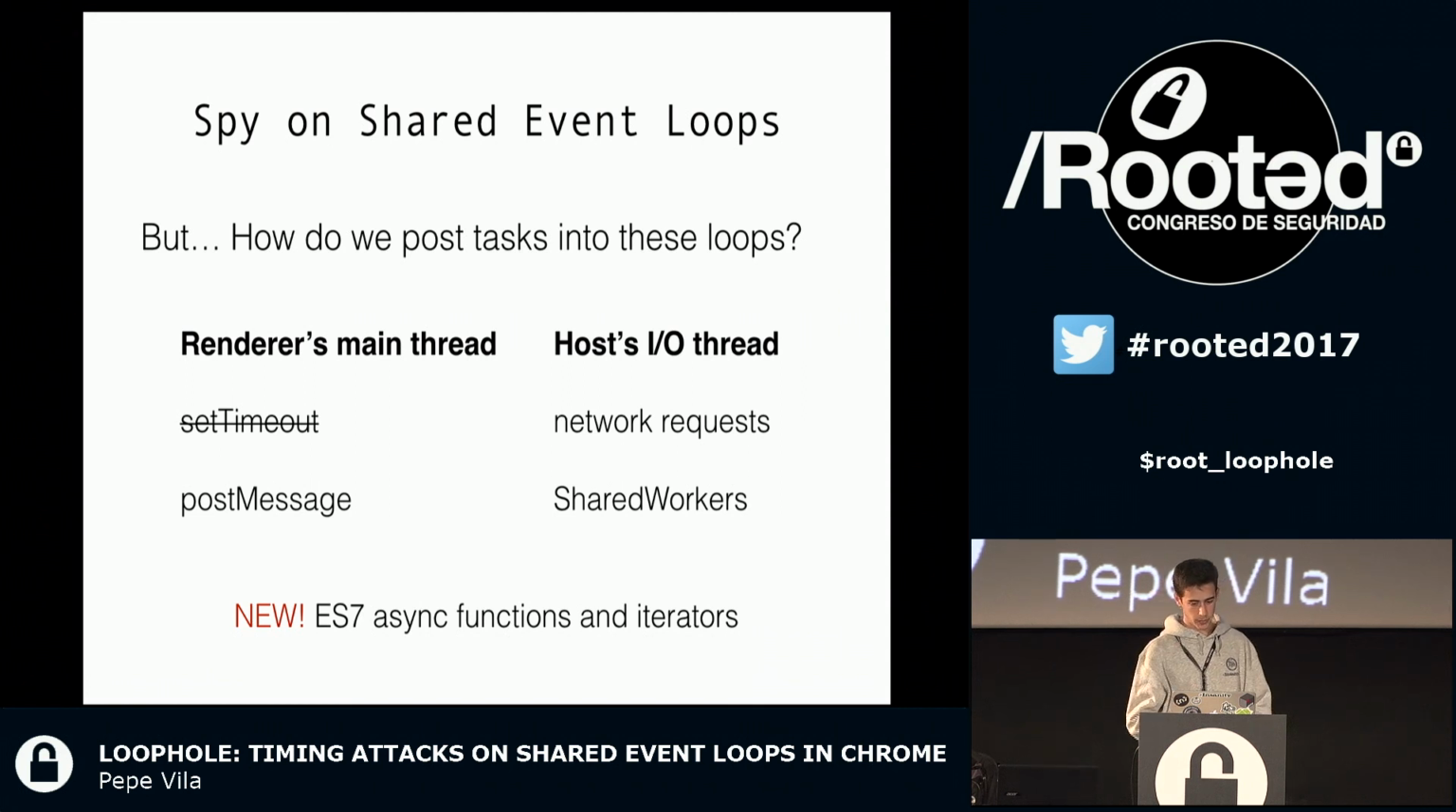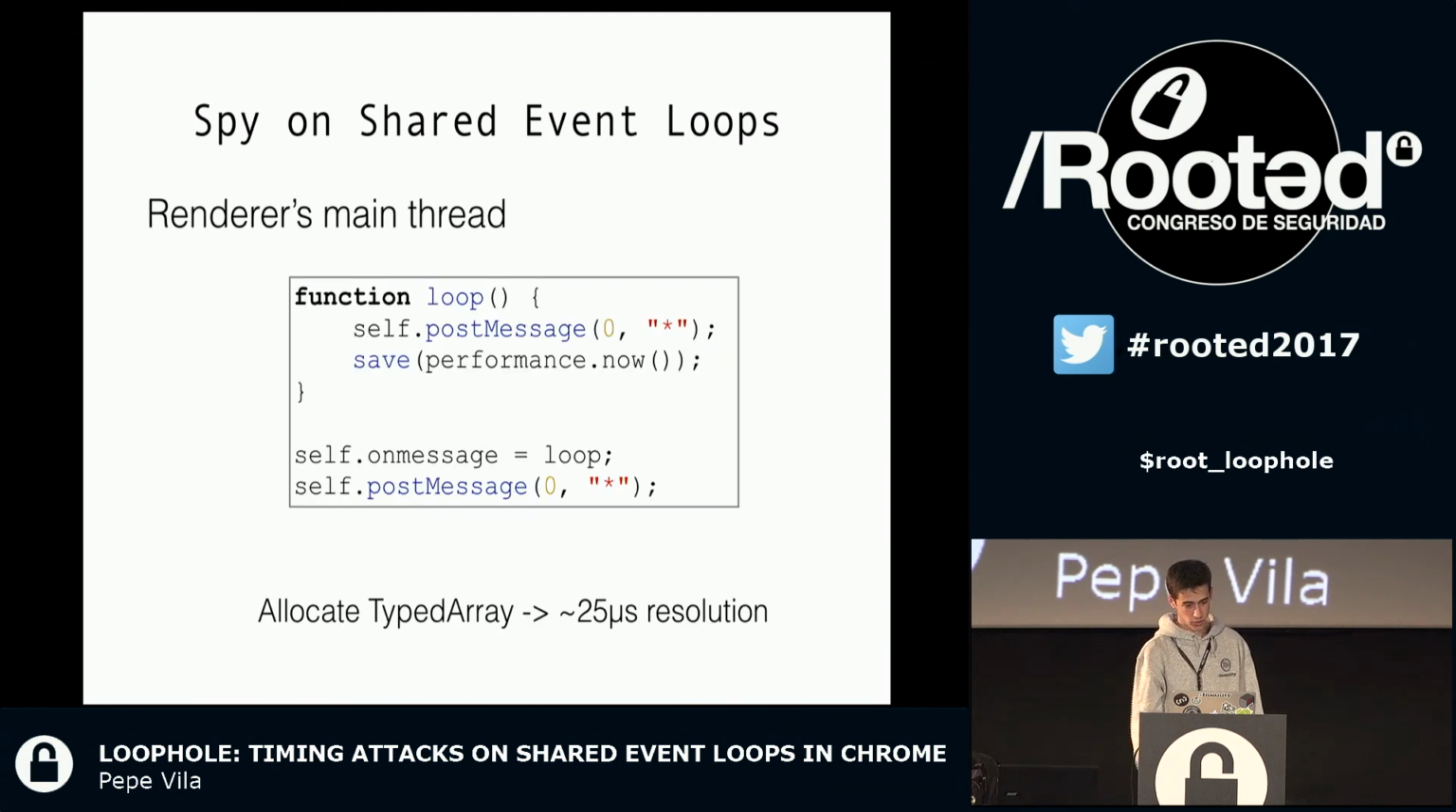Now with the new scripts, there are many more. With ES7, we have other options. With the input-output thread, we have two techniques. One, we force a network request, which will go to the input-output thread. When it comes back, we measure the time.